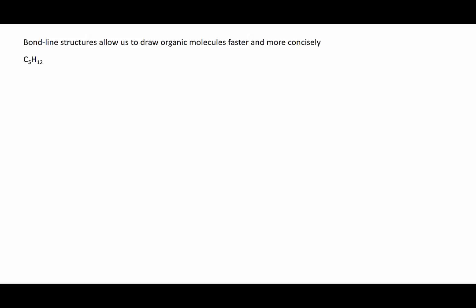There are several limitations associated with drawing Lewis structures for all of the molecules that we're going to look at in organic chemistry. So let's take a look at C5H12 as an example. The Lewis structure here for the simplest constitutional isomer has all 5 carbons in a line. Then we have to draw in all of the hydrogen atoms.